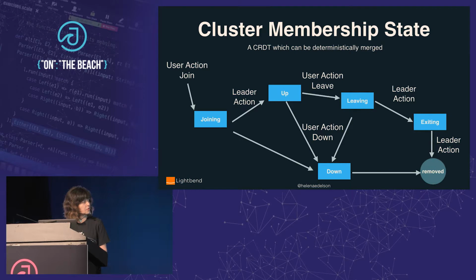And the cluster membership state, so this is just the graph of walking through from the join to when a node is up, when it can be a user action when you can bring a node down, or when it's leaving more gracefully, exiting, and then when it's removed.